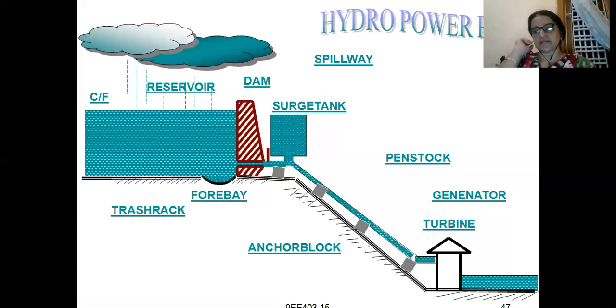Next to the turbine, it is written as generator. As you know, the generator converts mechanical energy into electrical energy. Coming to the anchor blocks, which are on the left side, almost at the bottom of the slide.